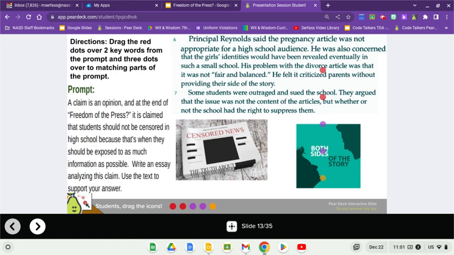Excellent. Now, Principal Reynolds said the pregnancy article was not appropriate for a high school audience. He was also concerned that the girls' identities would have been revealed eventually in such a small school. His problem with the divorce article was that it was not fair and balanced. He felt it criticized parents without providing their side of the story. Some students were outraged and sued the school. They argued that the issue was not the content of the articles, but whether or not the school had the right to suppress them. Please take a moment and move your purple dots to two parts of paragraph 6 and 7 that help address the prompt on the left.